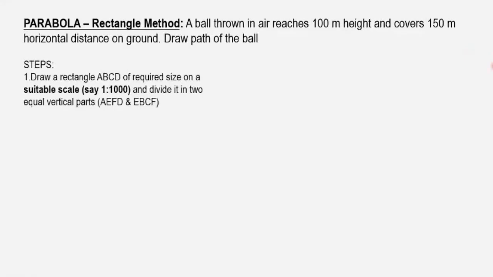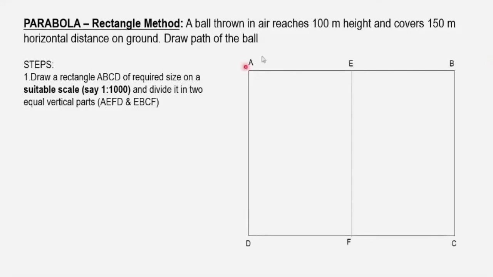Let us say 1:1000. Because this is 100-meter height and 150-meter width, you can take any scale depending upon the sheet available to you. But I am taking, let us say, 1:1000. So the size of my rectangle will be 100 millimeter by 150 millimeters and divided into two vertical parts, AEFD and EBCF. AB or CD represent the width of the parabola, that is 150 meters, and AD or BC represent the height of the parabola, that is 100 meters.